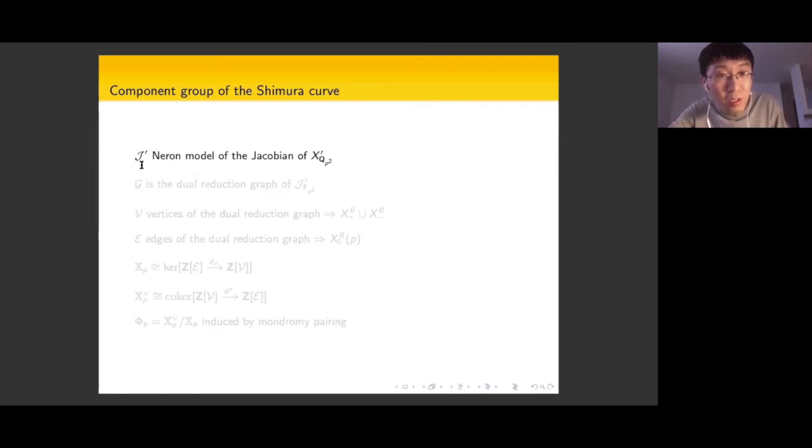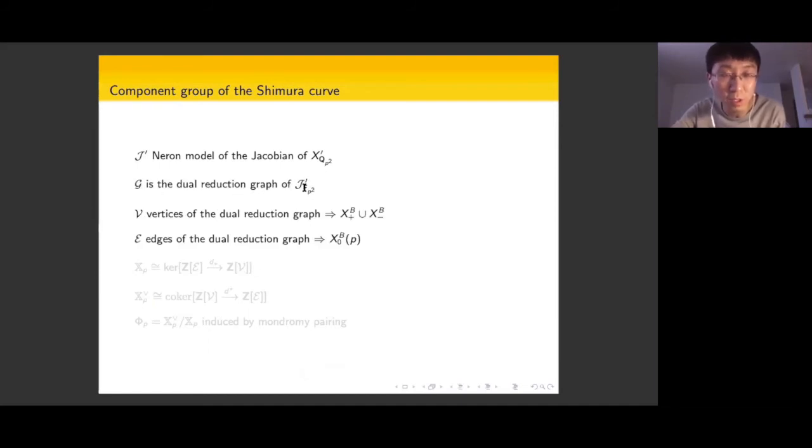Now I want to introduce the narrow model of the Jacobian of the Shimura curve, and I will denote the reduction graph of the narrow model, the special fiber of the narrow model. This is a semi-abelian scheme, and the vertices of the reduction graph are, by the previous theorem, simply given by 2 copies of the Shimura set, and the edges of the dual reduction graph are given by the singular points, and it's given by this Shimura set, adding a level gamma naught p to it.